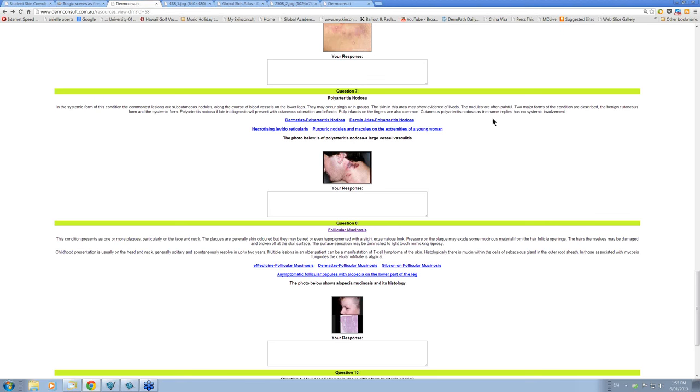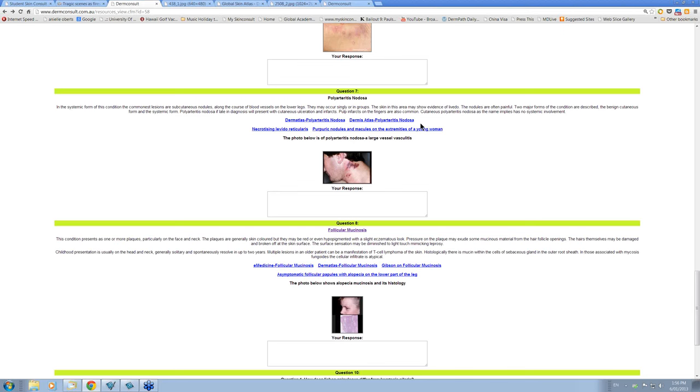Two major forms are described: a benign cutaneous form and a systemic form. Polyarteritis nodosa of latent diagnosis will present with cutaneous ulceration and infarcts. Pulp infarcts in the fingers are also common. Remember we did a little thing on pulp infarcts, or at least small infarcts: scleroderma, Raynaud's, subacute bacterial endocarditis. I think lupus and the like had to be considered, and mixed connective tissue disease as well.